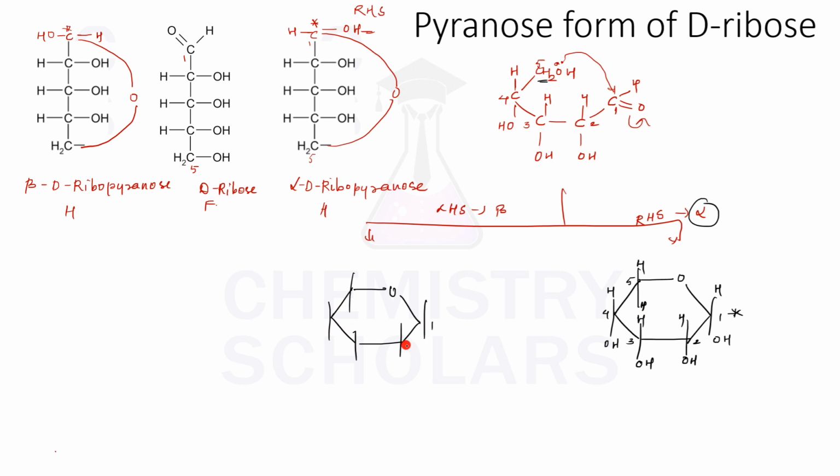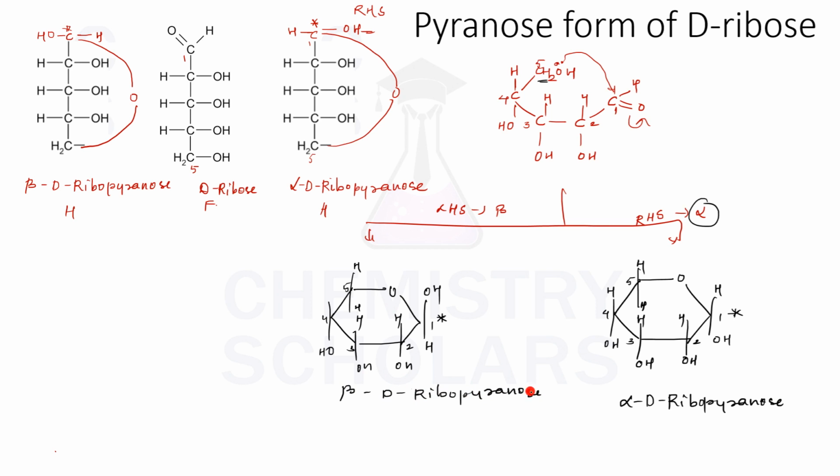Number first, show the anomeric carbon. The first carbon is anomeric in this case, put OH up, H down. The rest remains the same. In ribose it's very easy to remember because all the OH are on the right hand side. Okay, so this is your alpha D ribopyranose. The difference between alpha and beta anomer is only on the first carbon atom. That is why they are called anomers. Now, watch the video on anomers.